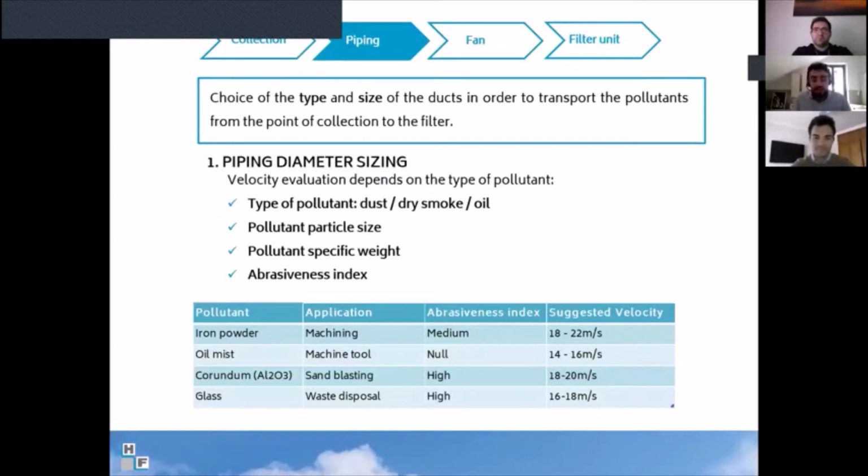Another interesting example can be the glass powder. Glass is extremely abrasive. This means that we need a compromise between the necessity to avoid accumulation, so high speed, and the abrasiveness on the piping, so low speed. For this kind of pollutant, we suggest a speed between 16, 17, or 18 meters per second, no more.